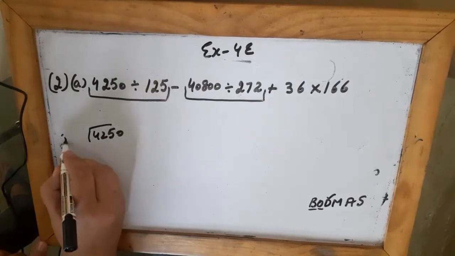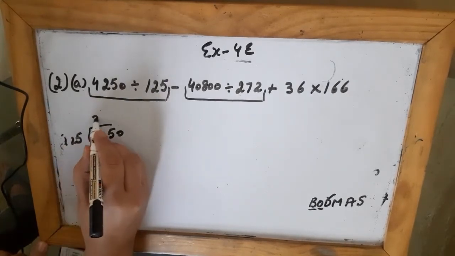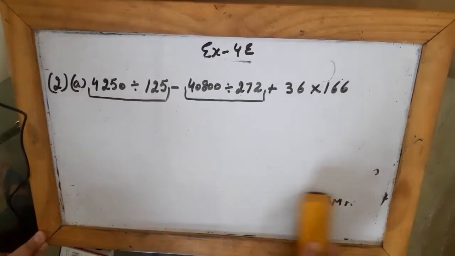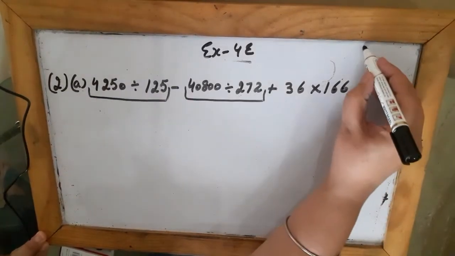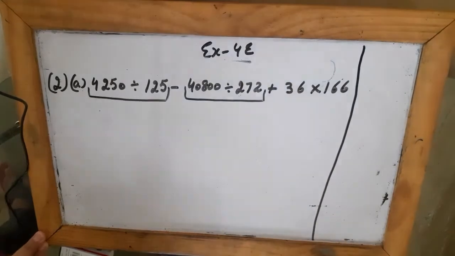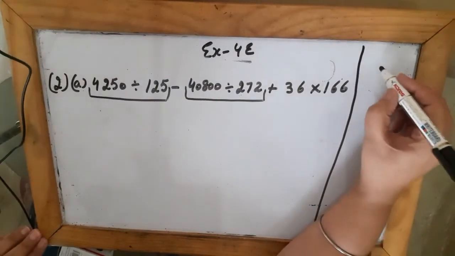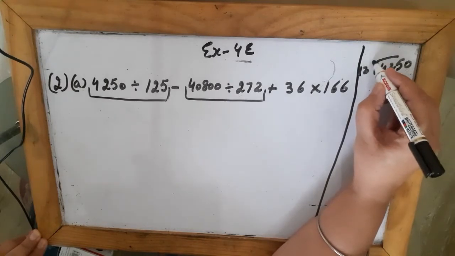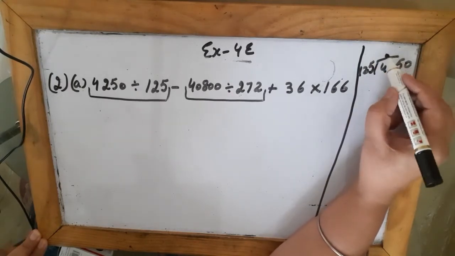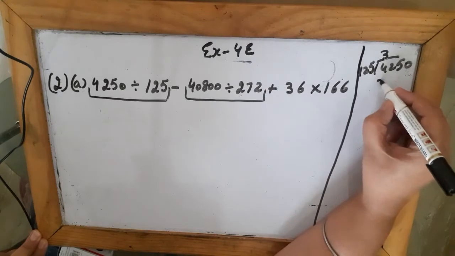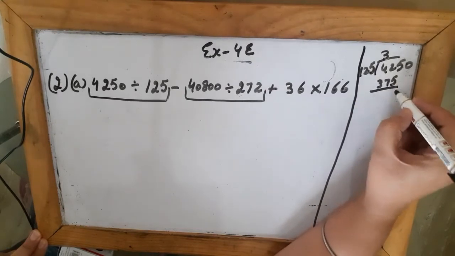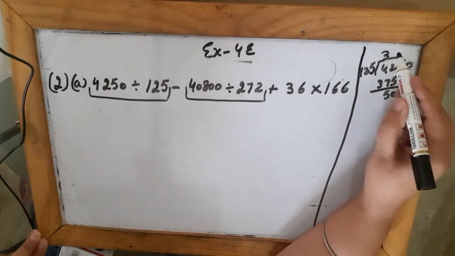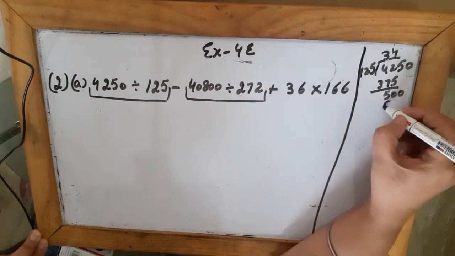So when you divide 4250 with 125, what will you get? So always in your copy, what you will do, you will make a rough column here and you can do the division here. Like 4250 I have to divide with 125. 3 is 375 and you are left with 50. So 4 is 500.